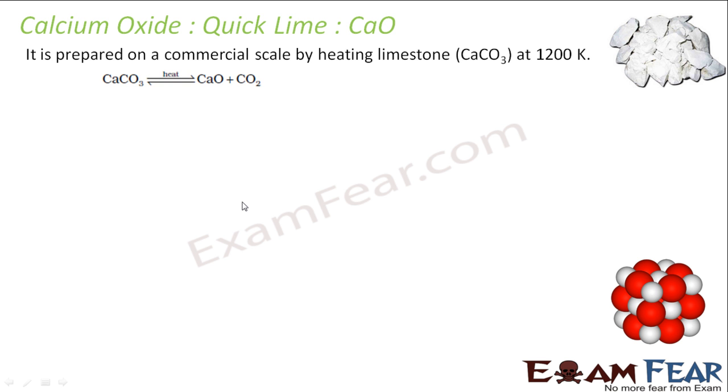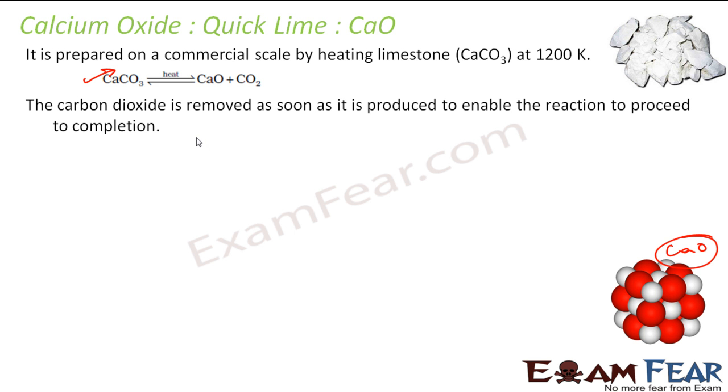The next is calcium oxide, the quicklime. You see, this is how the quicklime looks. This is also CaO. We use it extensively in our life. When you heat calcium carbonate, you get quicklime. We discussed this equation in the last slide, right?